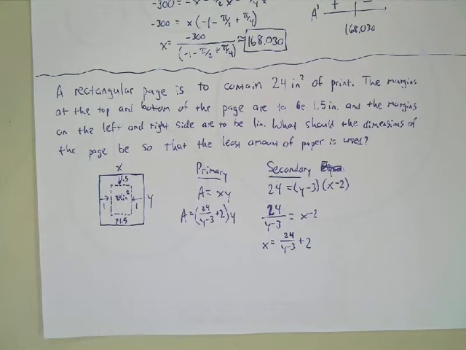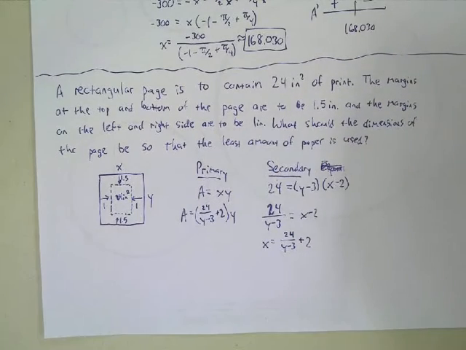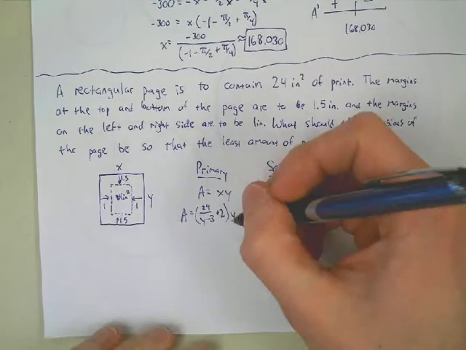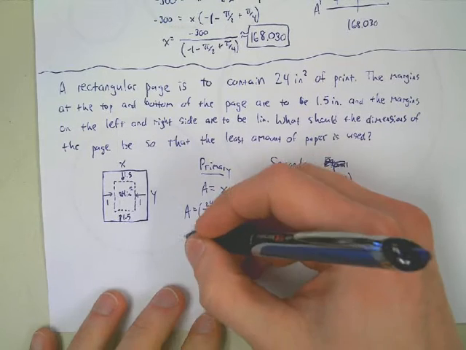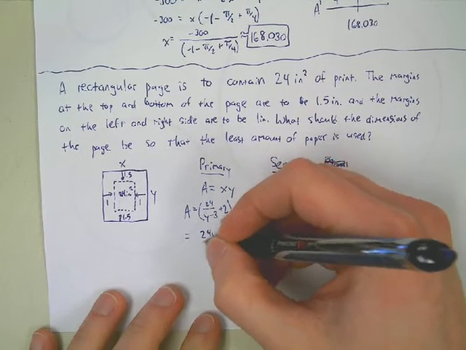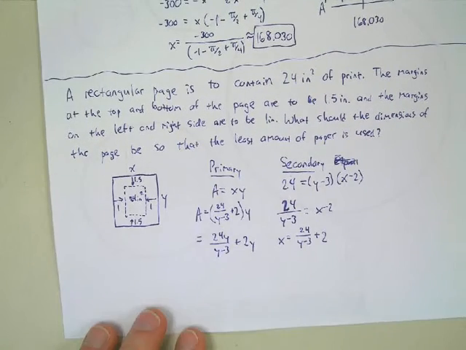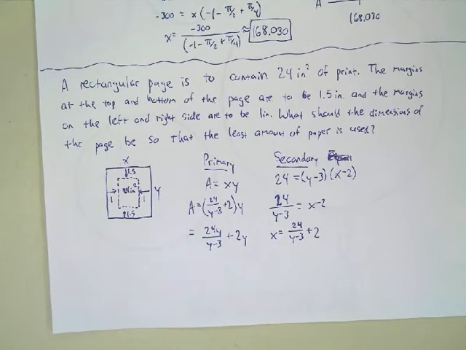All right. Before we take the derivative here, what might be a good idea? Carry the y. Yeah, distribute that y. Simplify it some. We're not taking the derivative yet, so it becomes 24y over y minus 3 plus 2y. Okay. And now we have it simplified. I don't really think there's any other way we can simplify this, so now we'll take the derivative.